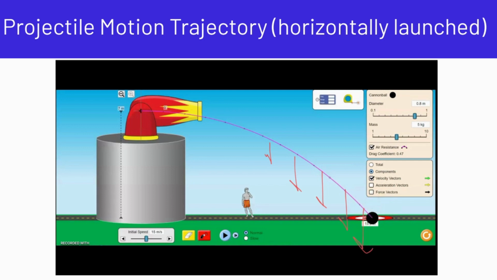So we have a constant horizontal velocity vector, but the vertical velocity vector is getting longer and longer as it accelerates towards the ground. So that is what a horizontally launched projectile trajectory is going to look like.